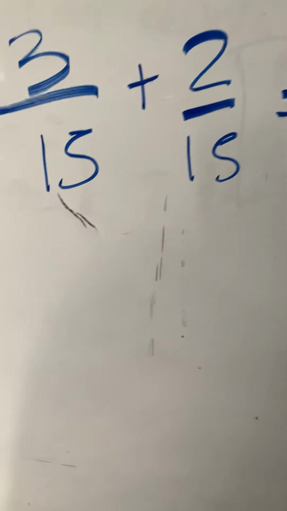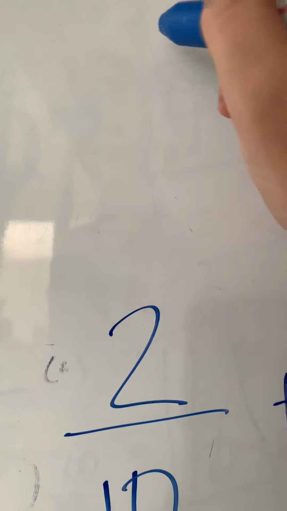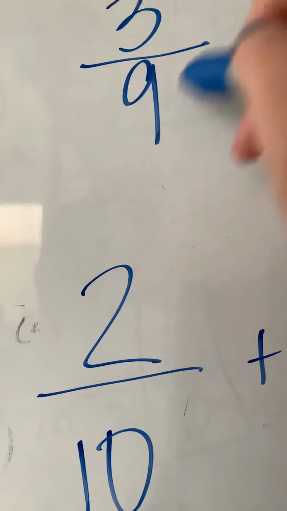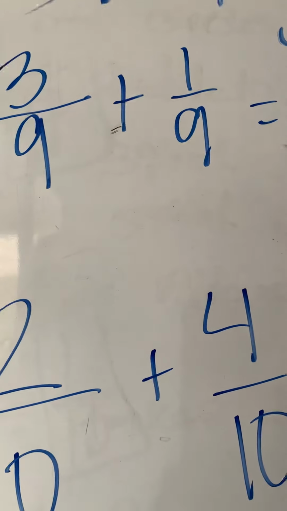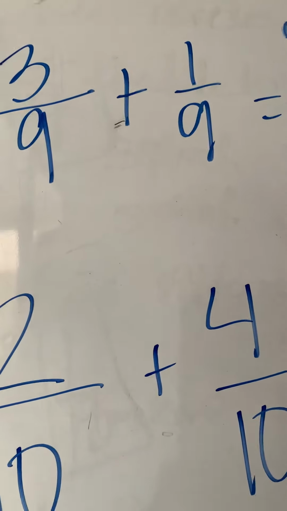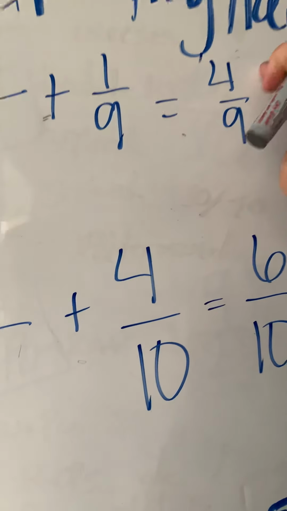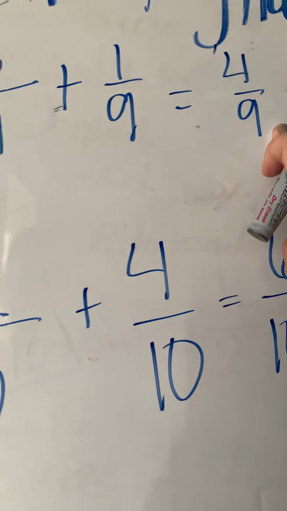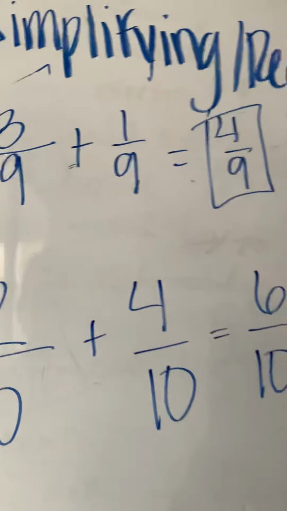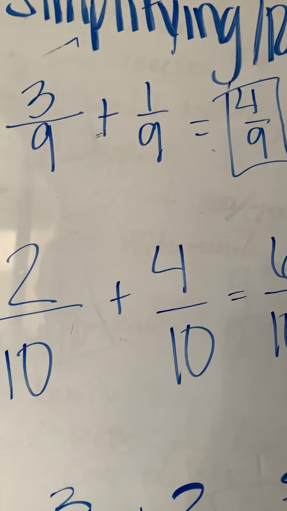And lastly, if I do 3/9 plus 1/9, you get 4/9. Now, looking at that, nothing can go into both 4 and 9. 4 cannot go into 9, and 2 cannot go into 9. So you would just leave it as 4/9. That is one of those ones where it cannot be reduced.